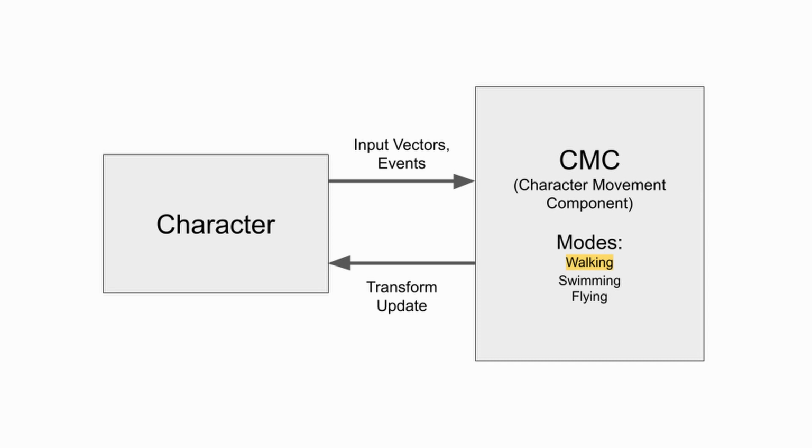If implemented correctly, the CMC should be the sole authority of character position. Unfortunately for Blueprint programmers, extending the default character movement component requires a lot of C++, and there's no quick workaround for this. So if C++ is off limits for you, I would recommend making a game that has movement very near to the default CMC capabilities.